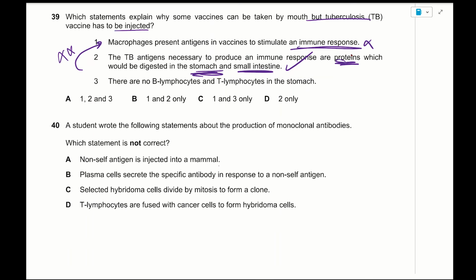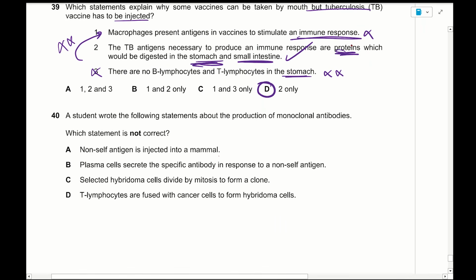3. There are no B lymphocytes and T lymphocytes in the stomach. This is definitely incorrect. The gut is filled with intraepithelial lymphocytes to fight off any microorganisms found inside our meals. Therefore, this 3 is definitely incorrect and the answer is going to be D.